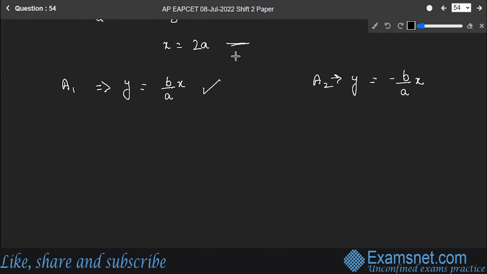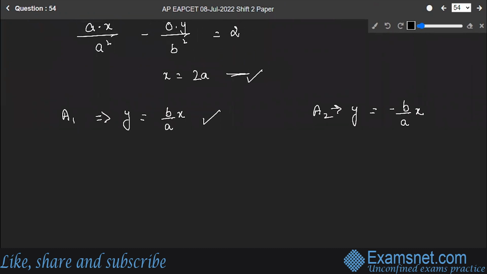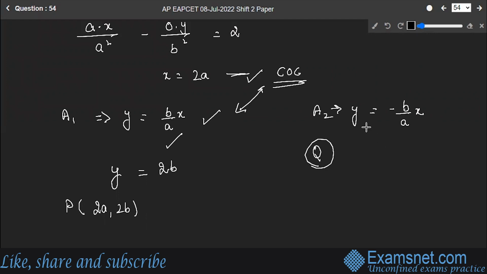This is the equation of the first asymptote. This is the equation of the chord of contact. So let's find out their point of intersection. x is equal to 2a. Let's fill in over here. You will get y is equal to 2b. So if I'm putting x is equal to 2a, what are the coordinates of P? P will be given by the coordinates 2a, 2b. Here, Q coordinates you have to find out. Let's put x is equal to 2a. You will get y is equal to minus 2b. So the coordinates of Q are 2a comma minus 2b. You got the coordinates of P and Q, right?